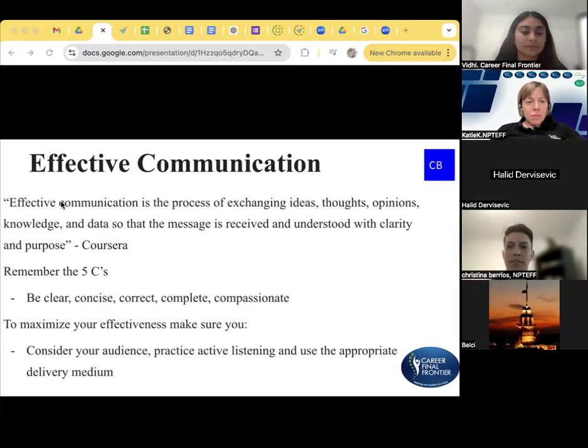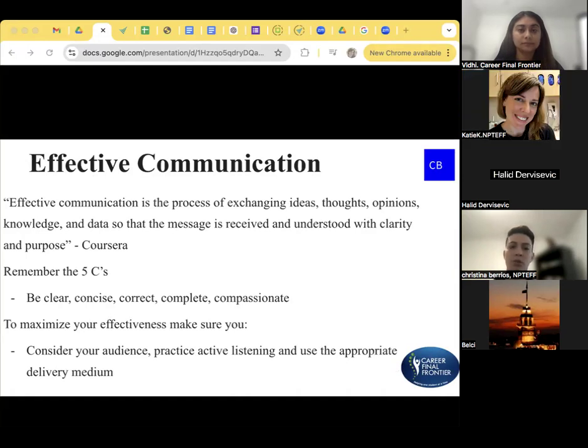Okay, so we're going to talk about effective communication. I found a really good definition online that I wanted to share with you. It says effective communication is the process of exchanging ideas, thoughts, opinions, knowledge, and data so that the message is received and understood with clarity and purpose. When you're trying to come up with how you're going to communicate with someone, you can remember the 5 C's: be clear, concise and to the point, correct in what you're saying, complete, and compassionate about the message that you're trying to convey.